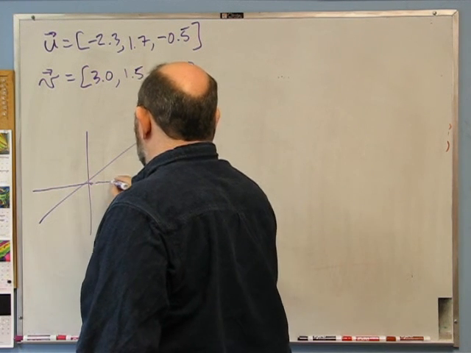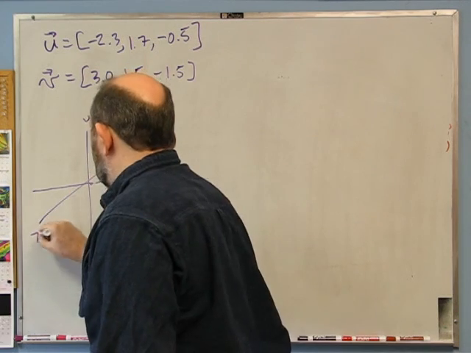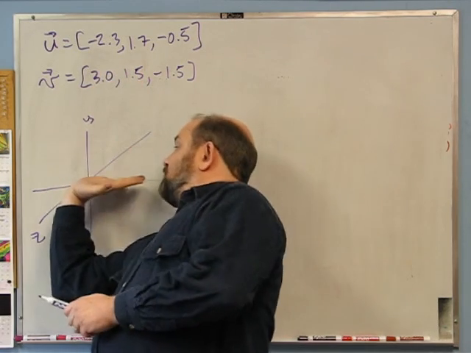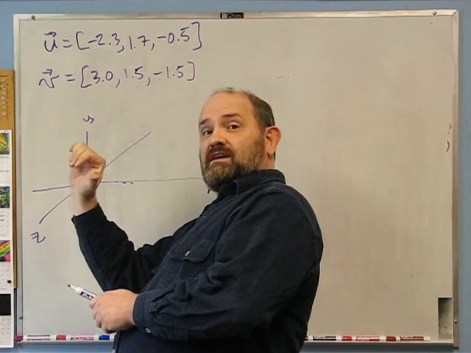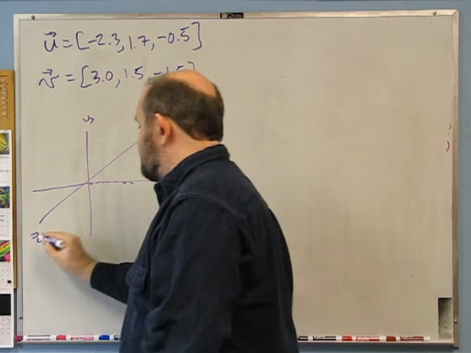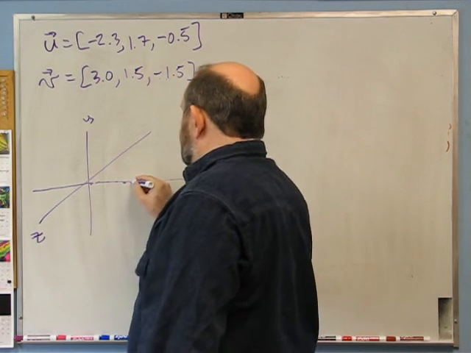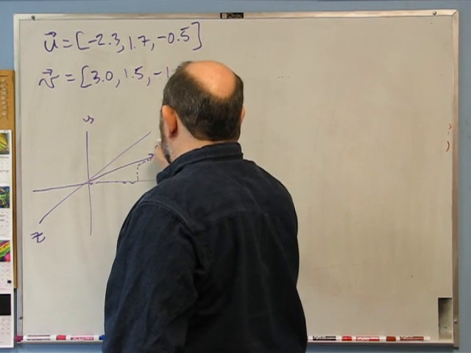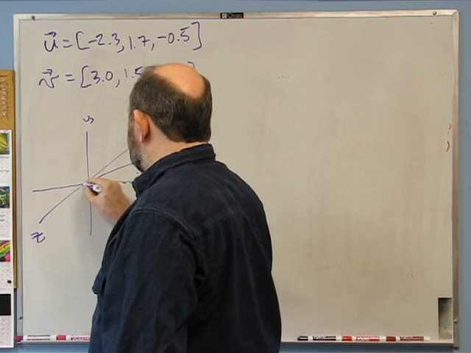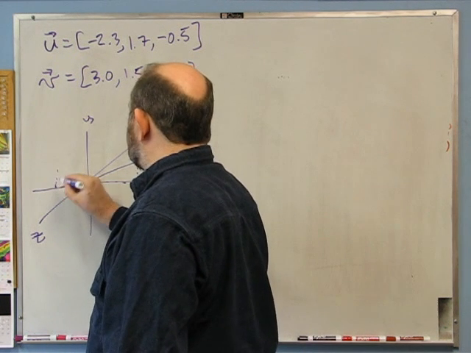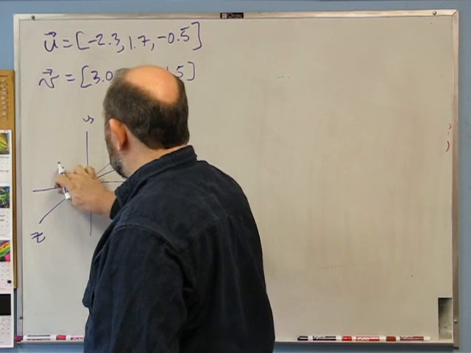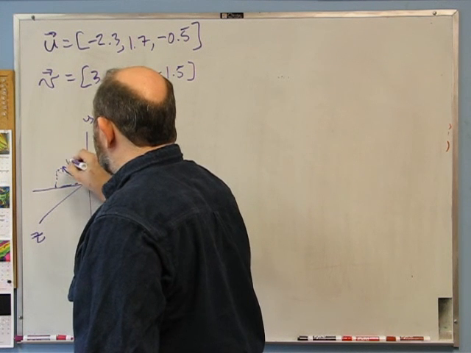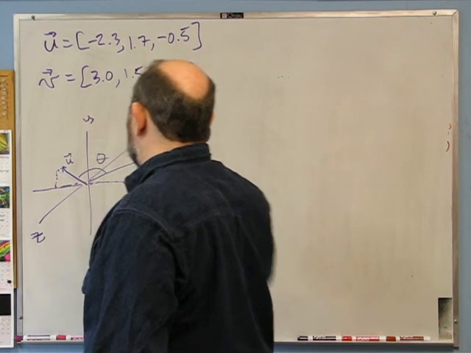So again, I'm going to try and draw these. Remember that I drew this for V, X, Y, Z. Remember you have to have right-handed coordinate systems, so right hand, not left hand. Point along X, cross Y equals Z. So that's how I know that Z has to be out of the board and not into the board. So X goes 3, Y goes 1.5, Z goes 1.5. So that's what V vector looks like. Then U goes minus 2.3, plus 1.7, minus 0.5. So that's U vector, and now that is the angle that we're looking for.